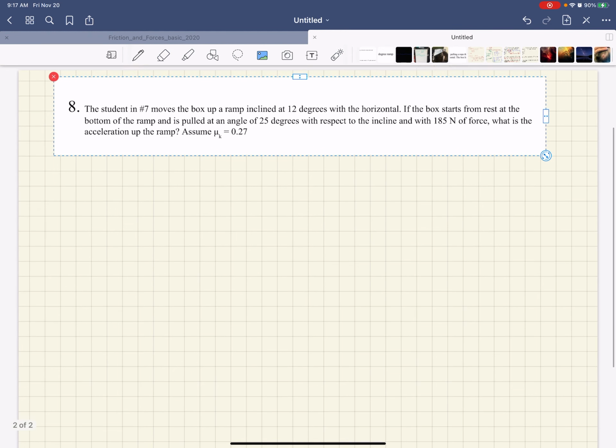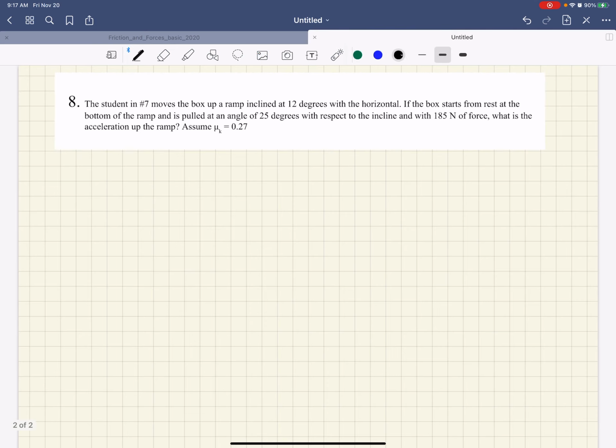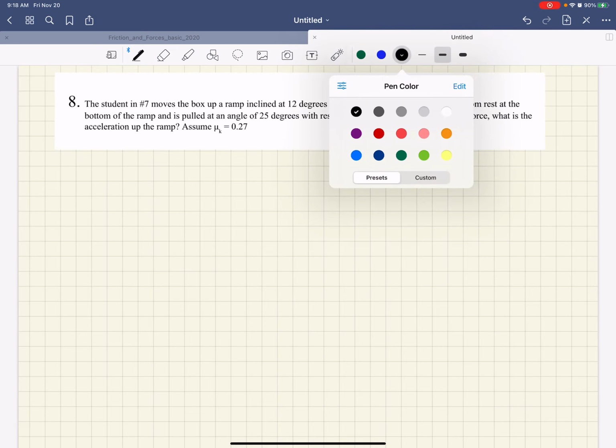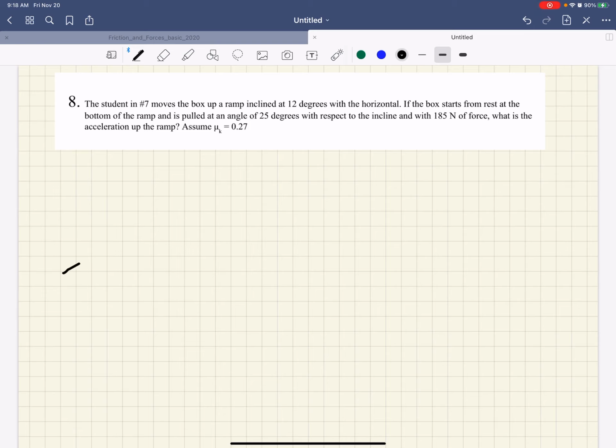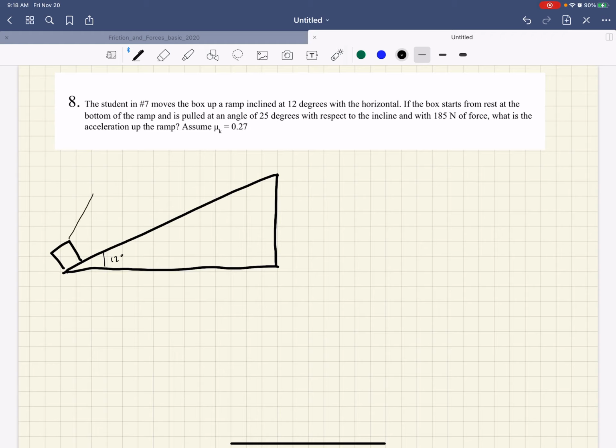except now they're going to be pulling the box up a ramp. So let's just start with what it looks like. So here we're going to have a ramp, and the box starts from rest at the bottom of the ramp. The incline itself is 12 degrees, and the angle it's being pulled at is 25 degrees. It says with respect to the incline.